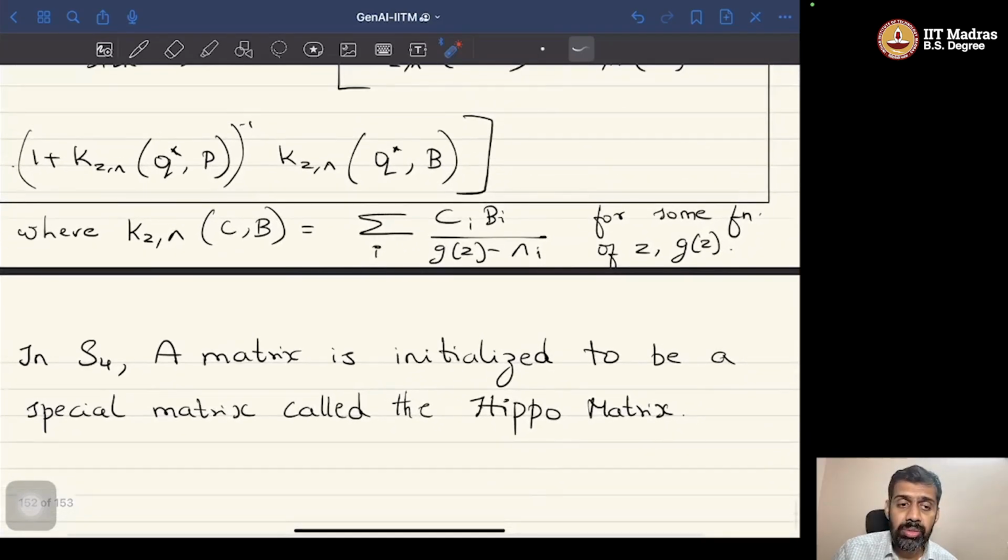The other thing to be noted in S4 is that the A matrix or the A bar matrix is not initialized to a random matrix; rather it is initialized to a special matrix called the Hippo matrix. It was empirically shown that this particular structure of the Hippo matrix leads to better generalization, and therefore the A or A bar matrix is initialized to the Hippo matrix. So that's the summary of what is done in S4, which is a special case of the state space model.